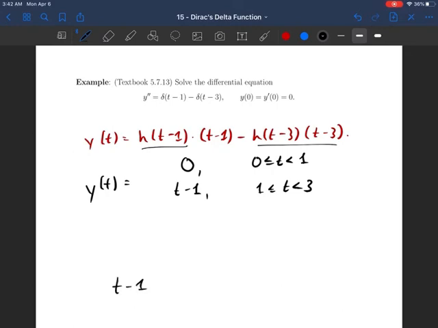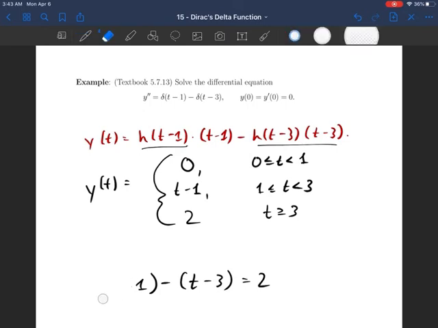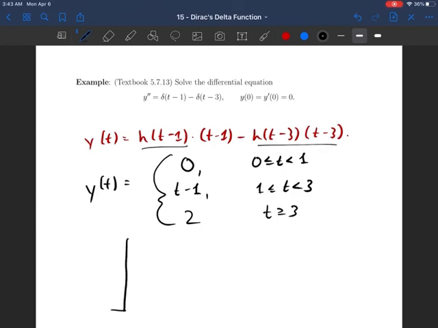for 1 less than or equal to t less than or equal to 3. And then from 3 onward, both of these things are going to be on. So you're going to have the t minus 1, and you're also going to have minus the t minus 3. So what does that equal? That all equals 2. So we get 2 for t greater than or equal to 3. That's the solution to this differential equation. A little bit of a strange solution. It's piecewise defined. Some weird things are going on.